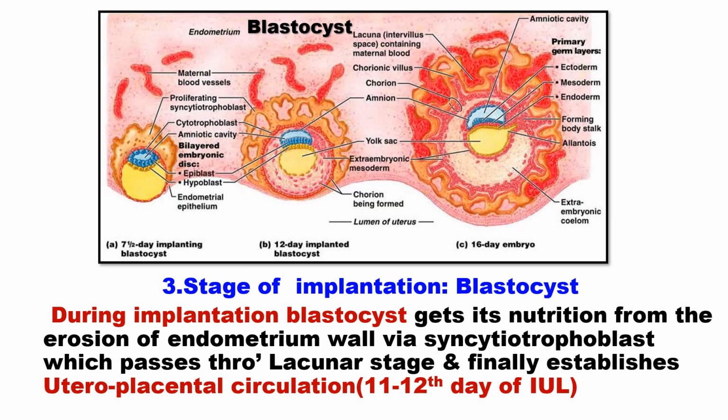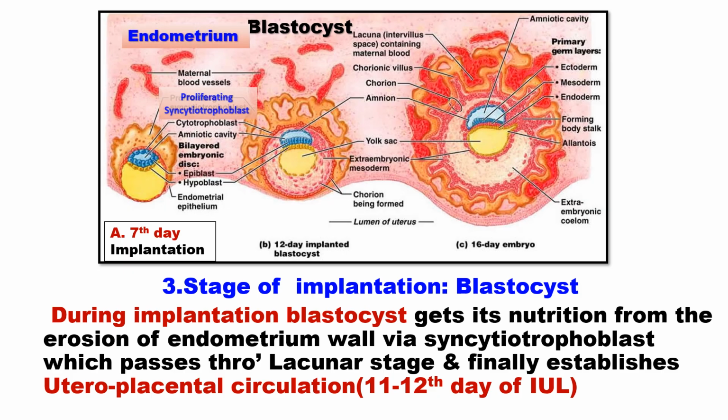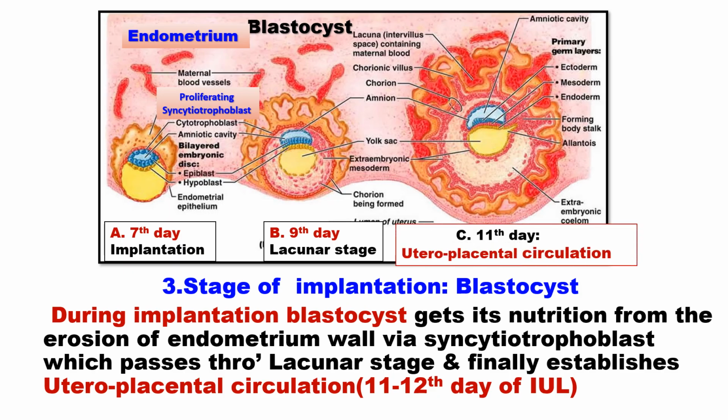There are three stages of implantation of the blastocyst. The early blastocyst is implanted by the 7th day, the end of the 1st week of intrauterine life. It gets its nutrition by erosion of the endometrial wall via the cytotrophoblastic cells, which pass through the lacunar stage by the 9th day and finally establish uteroplacental circulation by the 12th day of intrauterine life.